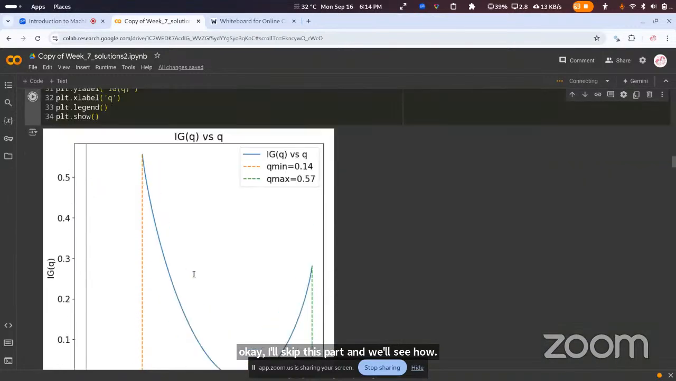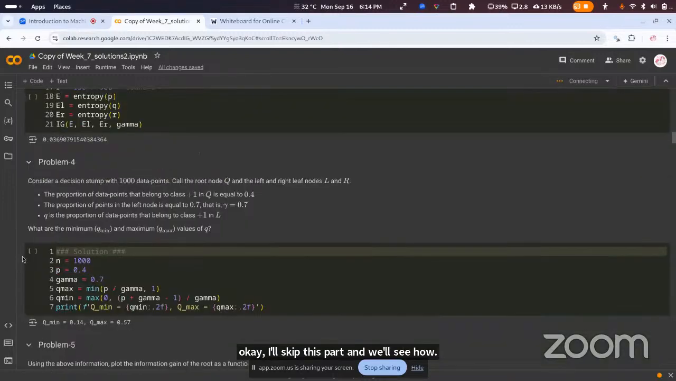Before moving on, let us consider a decision tree which is going to have 1000 data points. Let us call a node Q the root node, and there are two nodes. If you consider a decision tree, there would be left side nodes as well as right side nodes. The nodes belonging to the left side are L, and the nodes belonging to the right side are R.